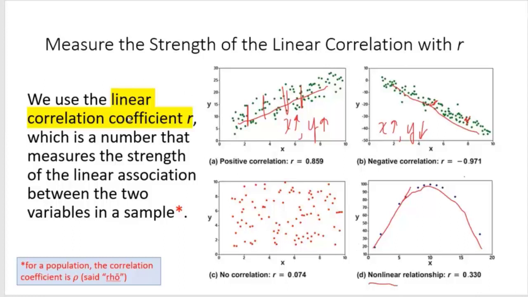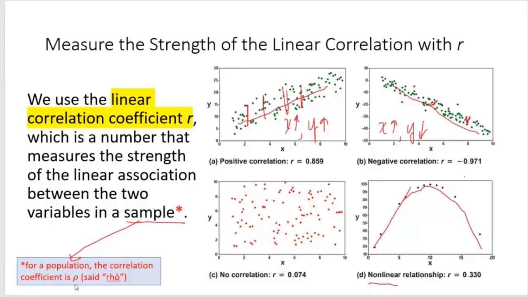Okay, so our linear correlation coefficient that measures the strength of the linear association between two variables in a sample is R. That is for a sample. If you wanted to deal with a population, it's different. Just like X bar is the sample mean and mu is the population mean, we have P hat for the sample proportion and P for the population proportion.